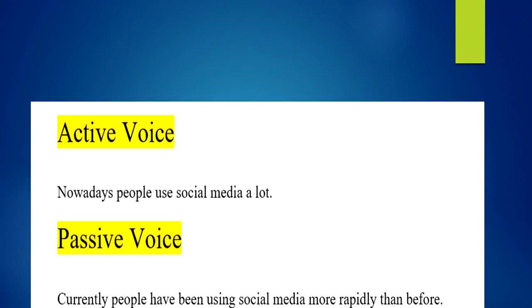So you can clearly see that both tenses are changed totally. The original one was in active voice, so I changed it into passive voice and it's automatically paraphrased. So the advantage of this is that my plagiarism will be reduced and my sentence will be automatically paraphrased and written in my own words.